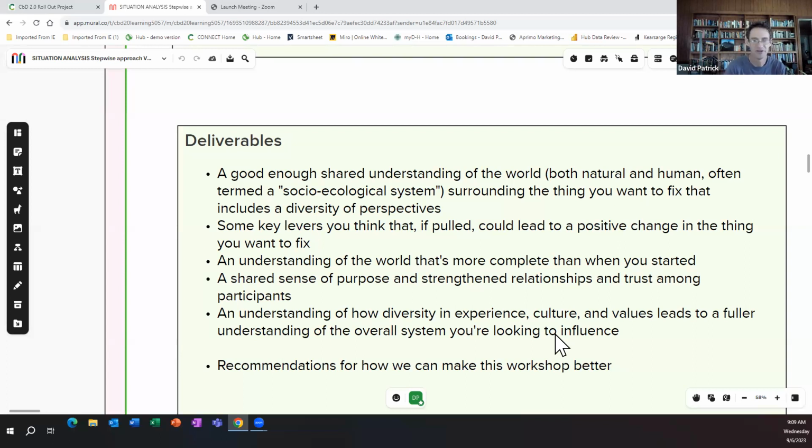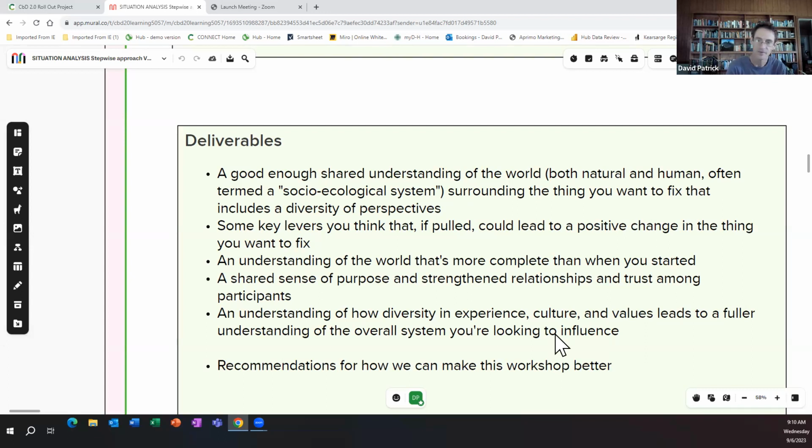This is a great opportunity to continue to build cohesion and alignment within your team. So we hope that you have an increased sense of purpose and strengthened relationships having gone through this work. We hope it leads to increased trust. And then we also really want to emphasize the importance of a diversity of experience, cultures, and values, and how that can help you build, in this step, a fuller understanding of the context in which you're working, and ultimately help us as an organization be more effective, make more of a difference towards achieving our mission.